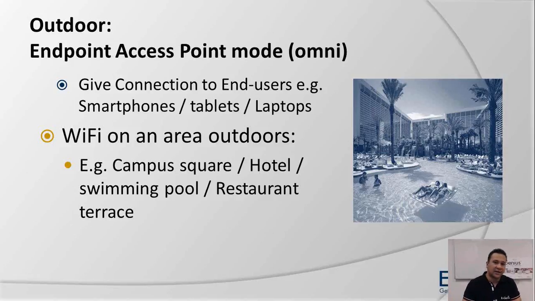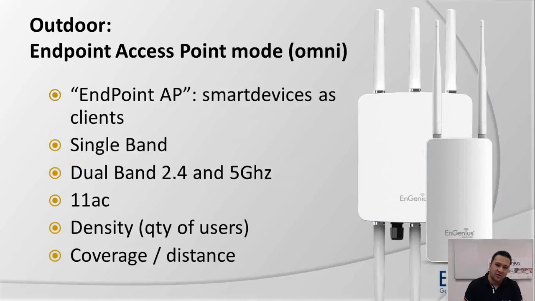So talking about outdoor solutions, this mode can be used to provide wireless access in campus squares, hotel swimming pools, restaurant terraces. And typically most deployments require an omnidirectional antenna. If you are looking at an outdoor endpoint access point deployment, there are a few parameters that are important. So here are the most important listed out.